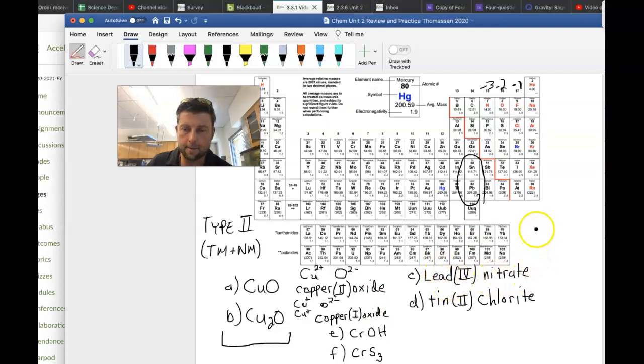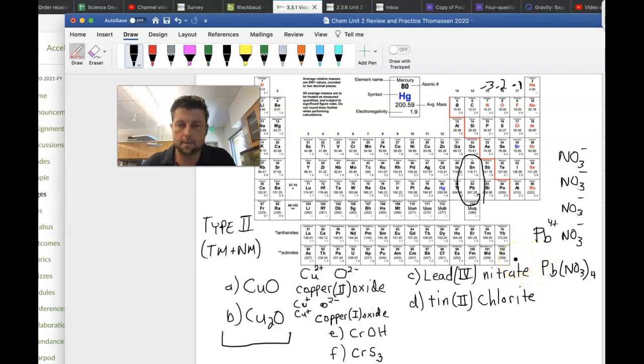So for lead 4 nitrate, we know that Pb, lead, has to have a 4+ charge. Nitrate, we remember from our polyatomic ions, has a -1 charge. So in order to balance this out, we're going to need 4 nitrate ions. That's a lot to write, but I like illustrating that there's 4 of them. The way we show that in a formula is Pb, parentheses, NO3, 4. So that balances the 4+ charge for lead. Remember, lead's not a transition metal, but it still goes with the Roman numerals. And there's 4 nitrates. Each one has a -1 charge, balances out to 0.